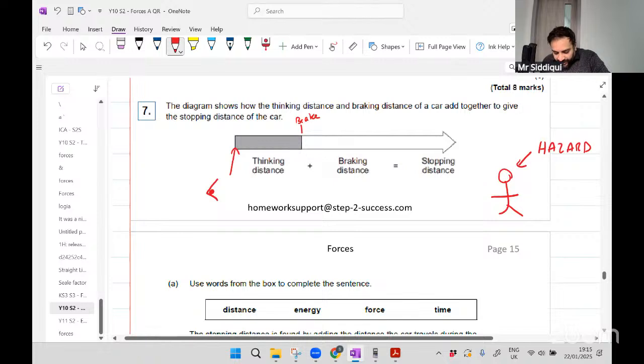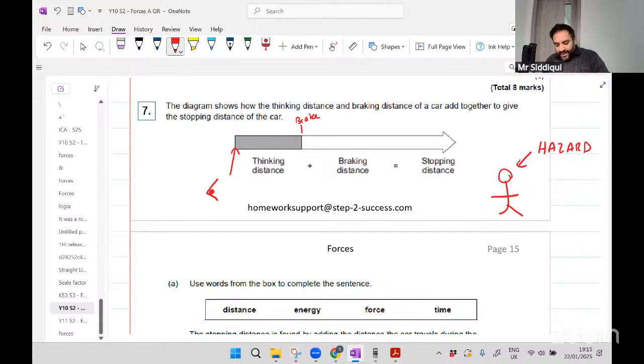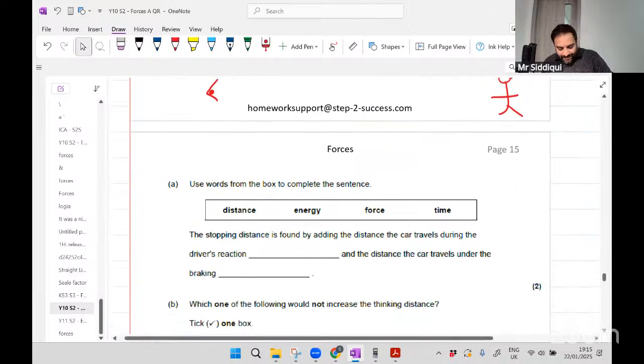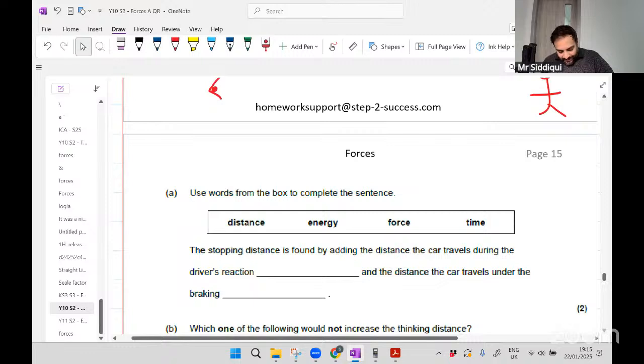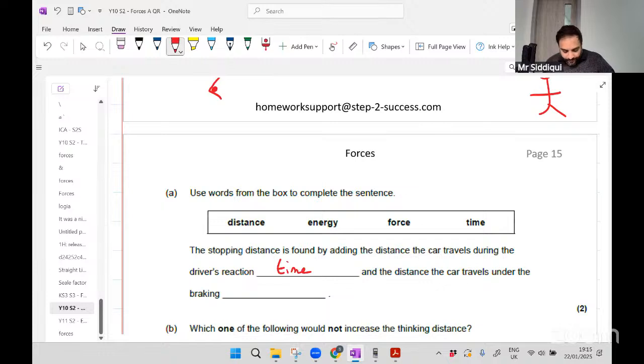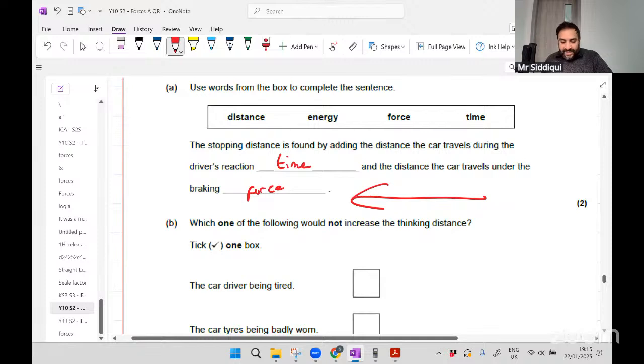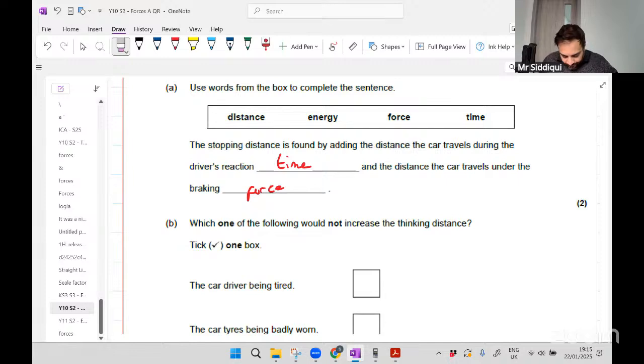And then when you press the brakes, you don't just stop instantly. You keep moving because you're slowing down. And then that distance that you cover while you're slowing down is essentially your braking distance. And those two distances add up to give the stopping distance. The stopping distance is found by adding the distance the car travels during the driver's reaction time and the distance the car travels under the braking force. What's happening is when you press the brakes, there is a force essentially the other way, and during that time, your car is still moving.